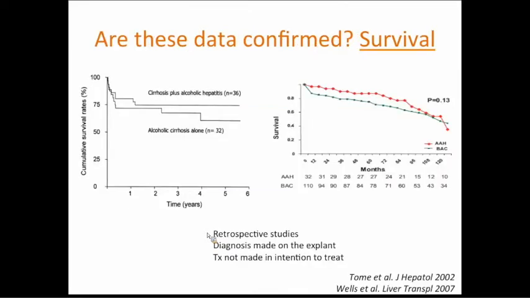Are these data confirmed? Yes and no. In terms of survival, yes. These are two retrospective studies coming from the US, and the diagnosis of alcoholic hepatitis was made on the explant, but transplantation in these two papers was not made in intention to treat. So the discovery, let's say, of alcoholic hepatitis was made on the explant. So the patient was not put on the waiting list because of alcoholic hepatitis.